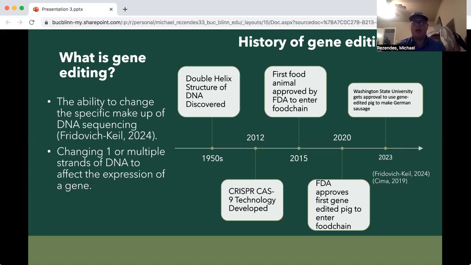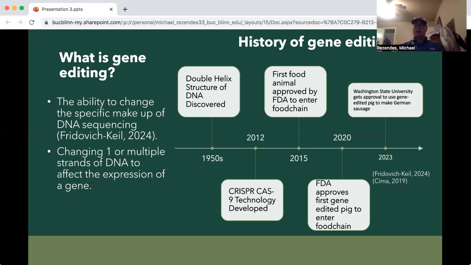And then another huge one, which happened last May, was Washington State University getting approval to use the first gene edited pig to make German sausage. Not only was Washington State achieving their goal, basically the whole goal of their project was to make various gene edits and then show consumers, meat consumers, that the product was essentially the same as it was without gene edited animals. Oftentimes a lot of people like to say gene editing is just speeding up selective reproduction. And so that was Washington State's goal.